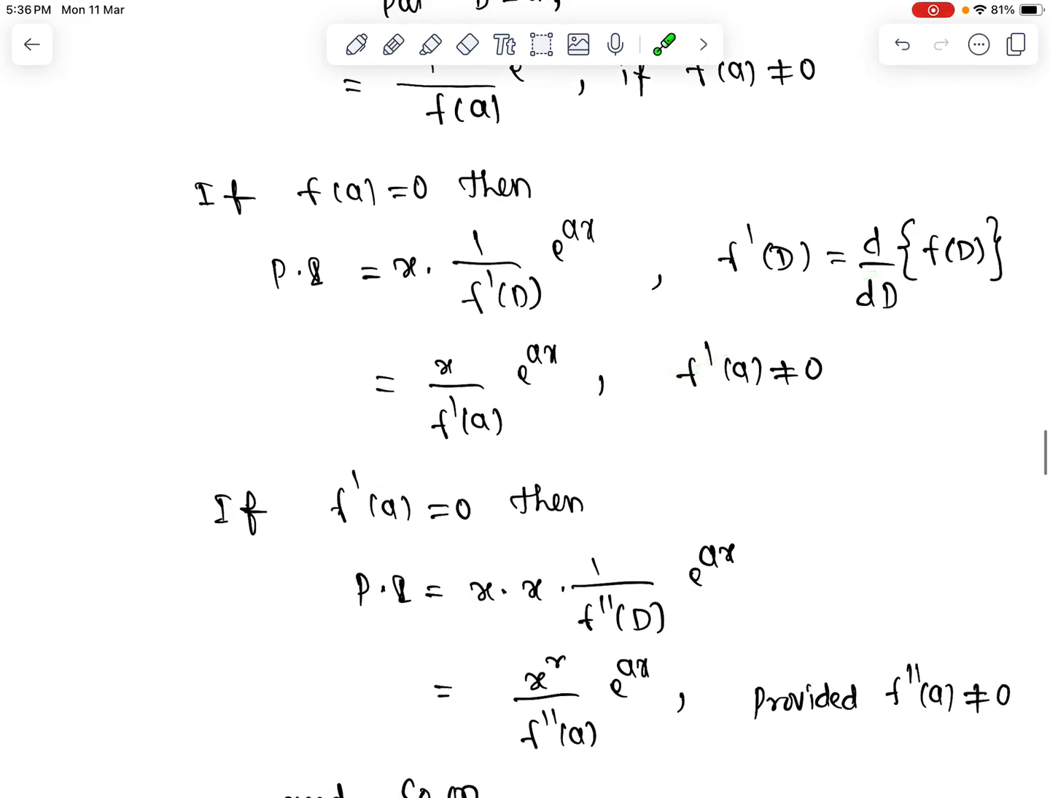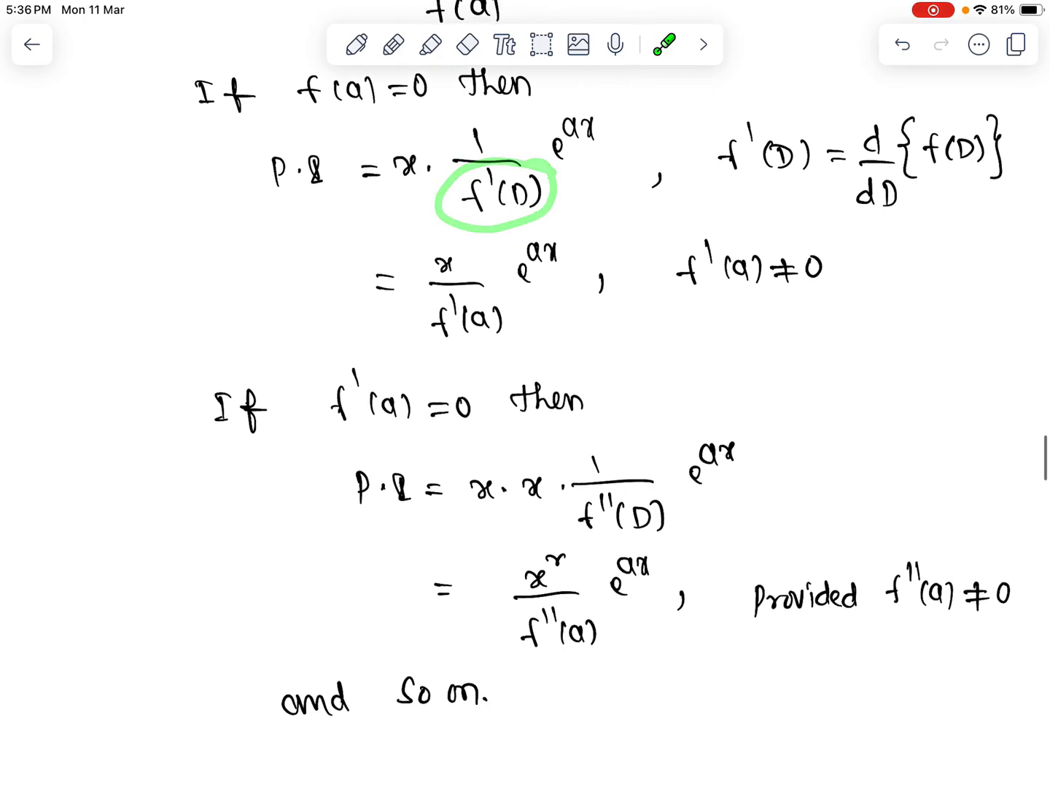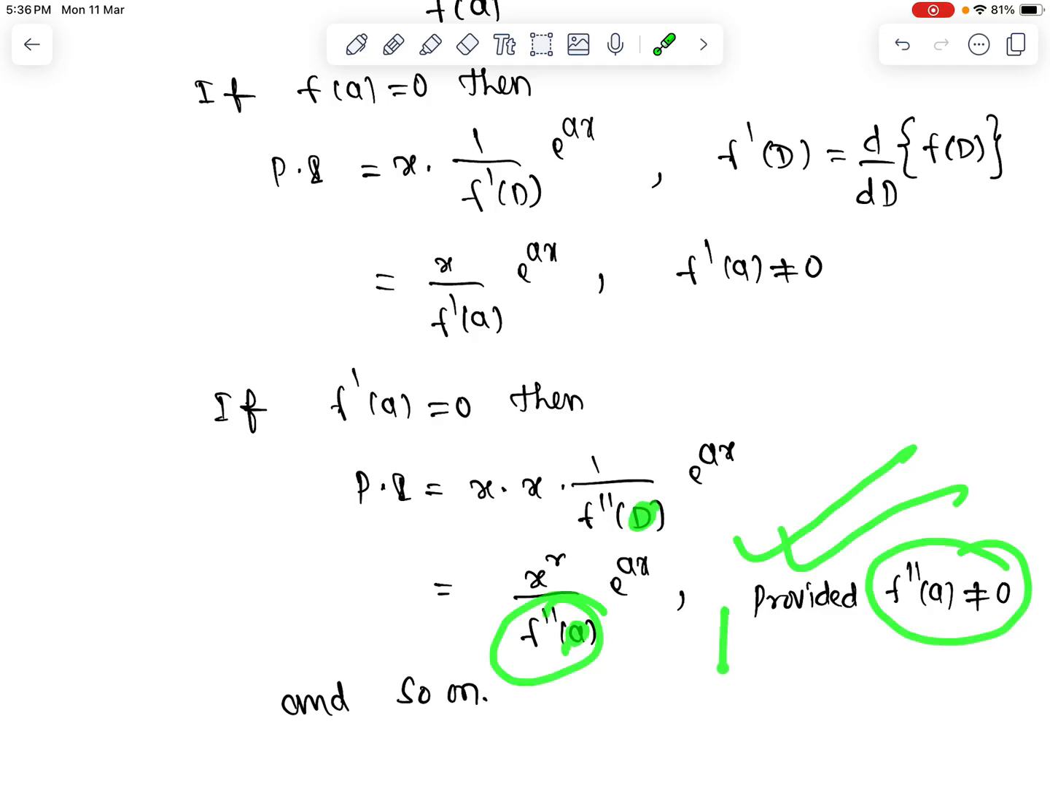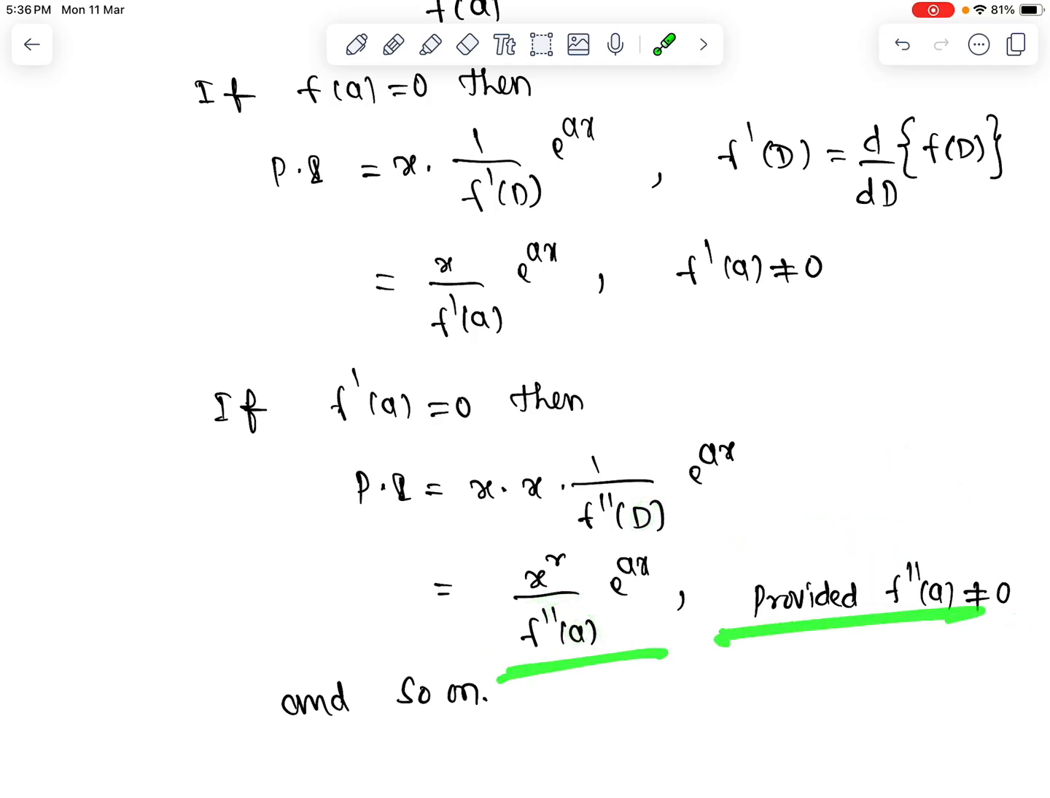Other than that, if f dash of a is equal to 0, then the particular integral is equal to, here again differentiate f dash of D with respect to D, then what you can get? F double dash. We should take x on the left side, already we took one x, one more x we should take. Again differentiate this one with respect to D, f double dash of D you can get into e power ax, then here x square by f double dash. Here again replace D by a, if we get a non-zero value, then it is the required solution, we can stop here only, and so on. It is the procedure for the e power ax method.